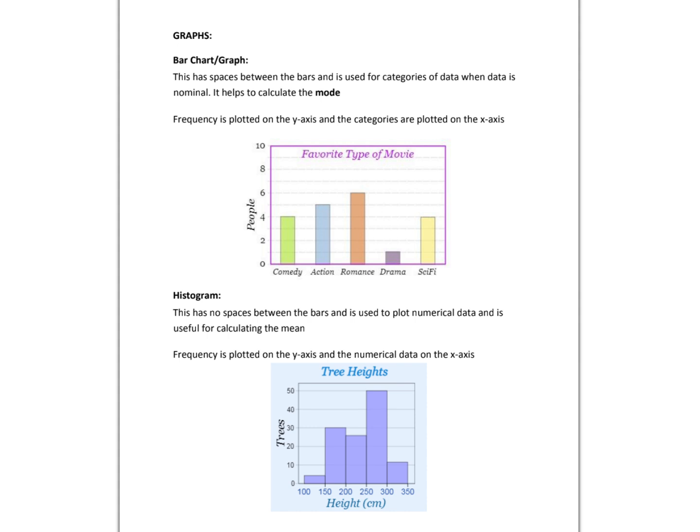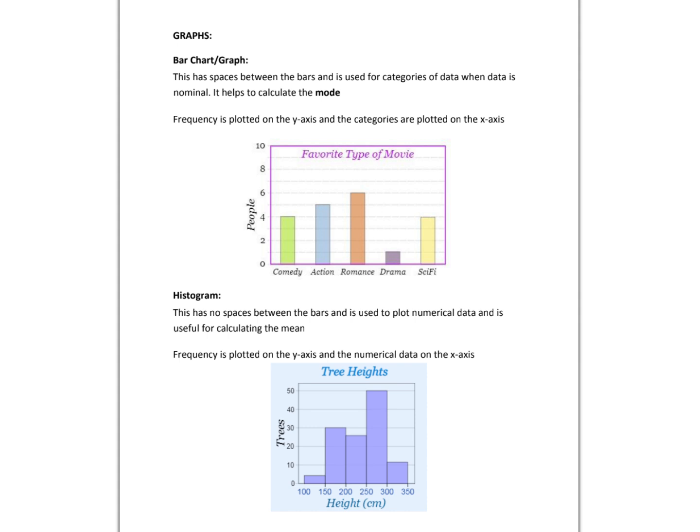The first characteristic is the x-axis, because every graph has a y-axis, which is this vertical line, and an x-axis, which is the horizontal line. Now, on the x-axis for a bar chart, we will always be plotting categories. Whenever we have categories of data, for example, favorite type of movie: comedy, action, romance, drama, sci-fi. These are all categories. These are not numerical values, are not numbers, these are categories.